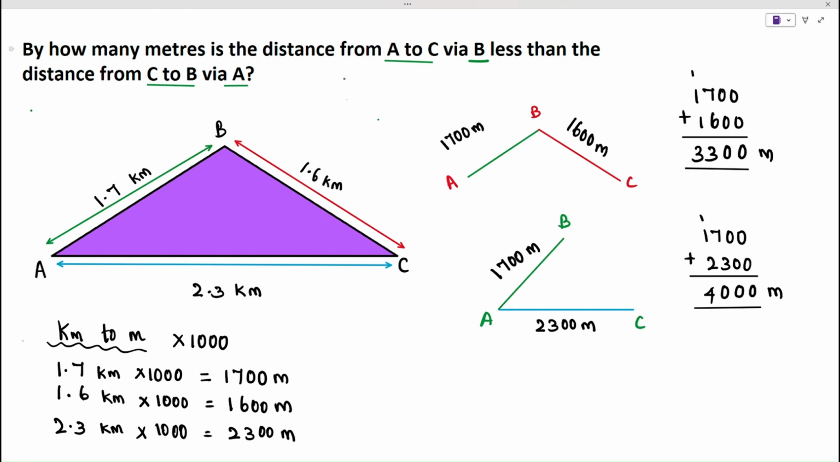Now we can find the difference between the two values that we have. We have to show how A to C is less than C to B, and so we're going to subtract 3,300 from 4,000. This is a nice simple subtraction that we can do. If we write it out in a nice format, we can have 4,000 minus 3,300.